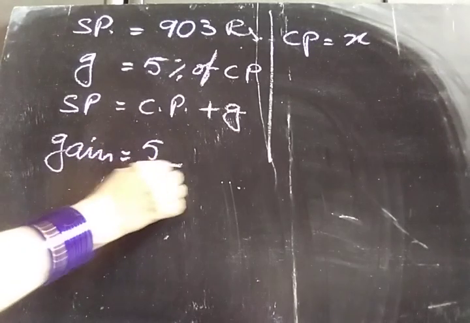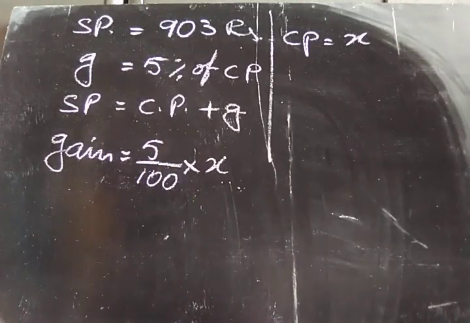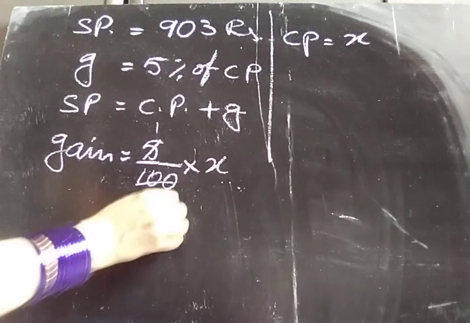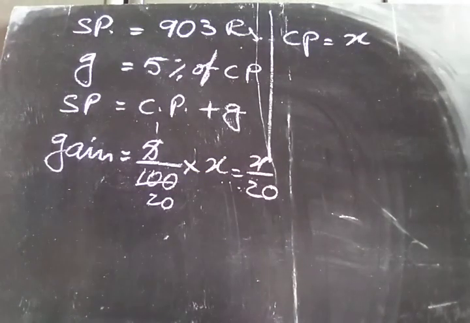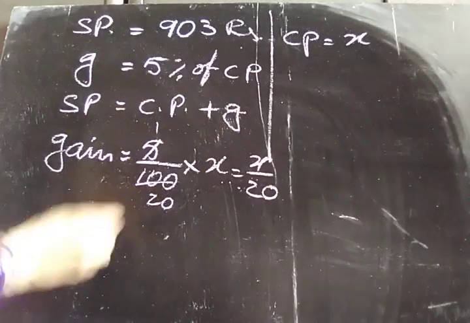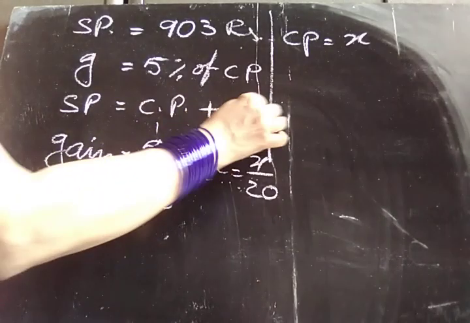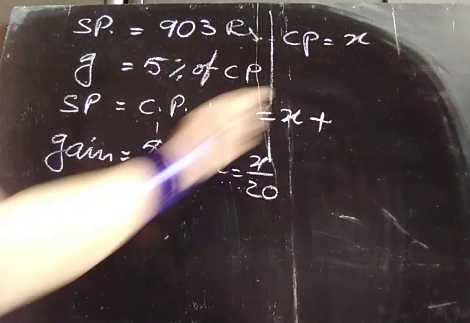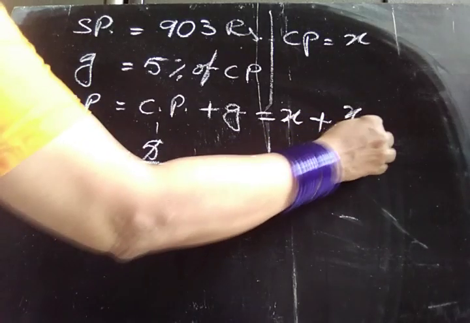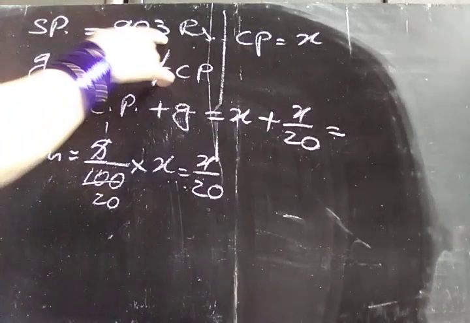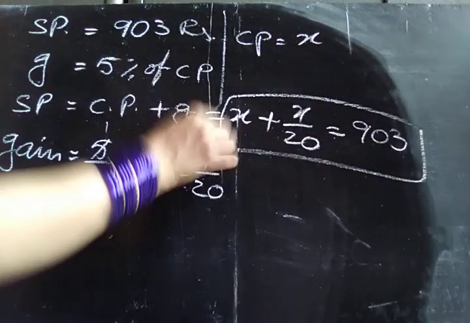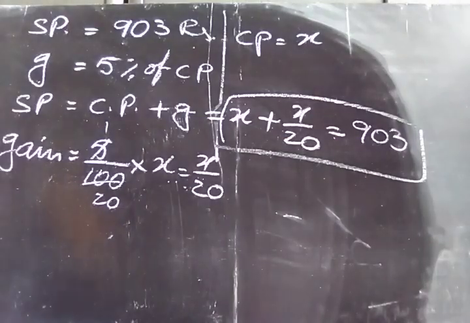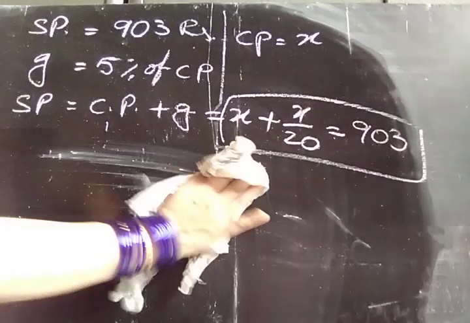5% of means 5 by 100 into x. So, 5 ones, 5 20s. So x by 20. Gain is equal to x by 20. Now, SP is equal to CP plus gain. CP x plus gain x by 20 is equal to 903. So, this is our equation. You have to solve this equation.